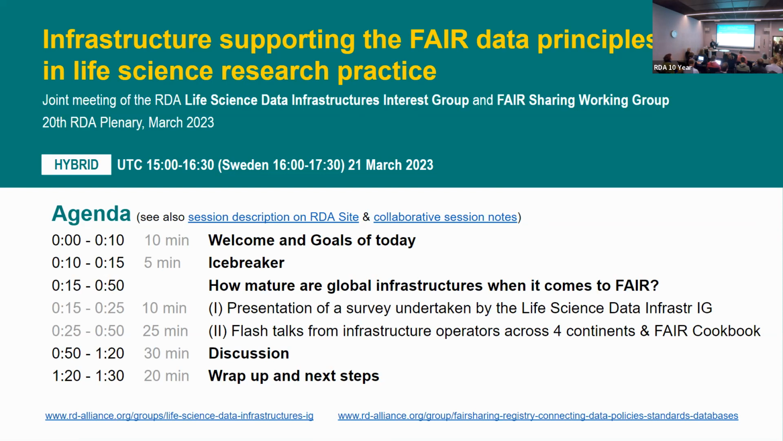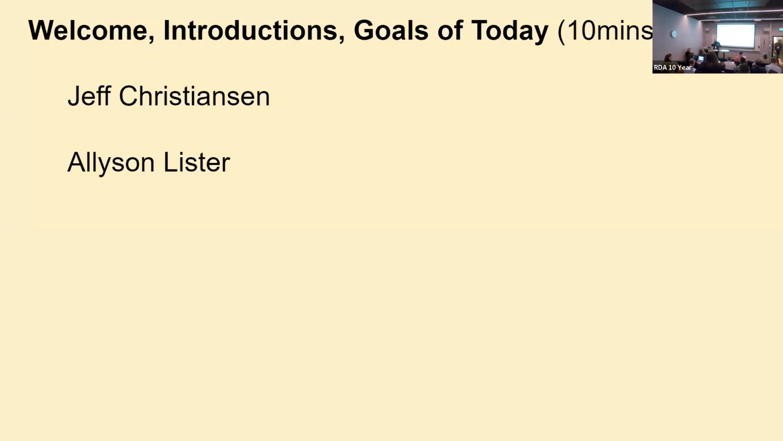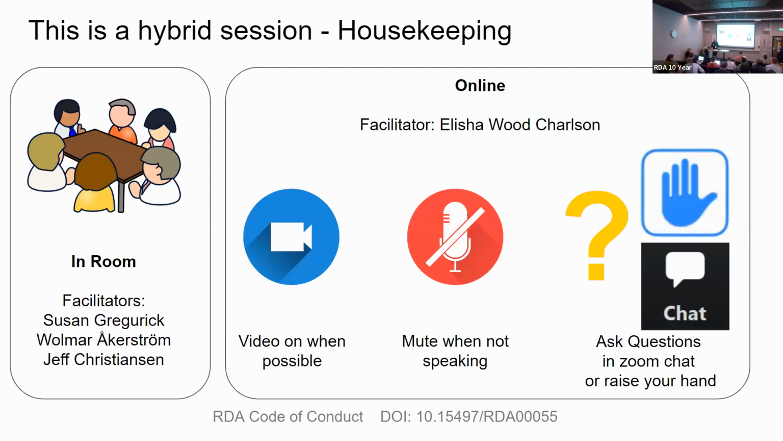We're going to have a bit of a, you know, why are we here and what are we aiming to talk about? We'll have a short icebreaker, and then we're going to go through analysis of how mature global infrastructures are in the life sciences. We have quite a lot of flash talks. We're aiming to have 30 minutes for discussion. We'll see how we go, depending on how the talks go. But we will have time for discussion, and obviously we'll be here for the whole conference.